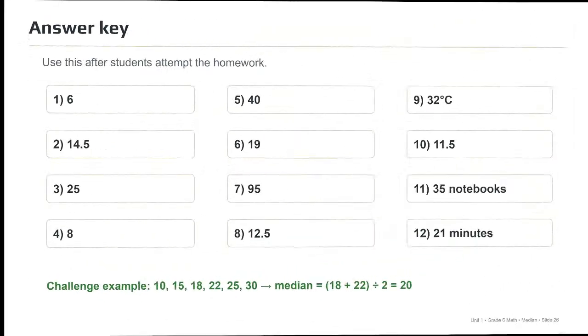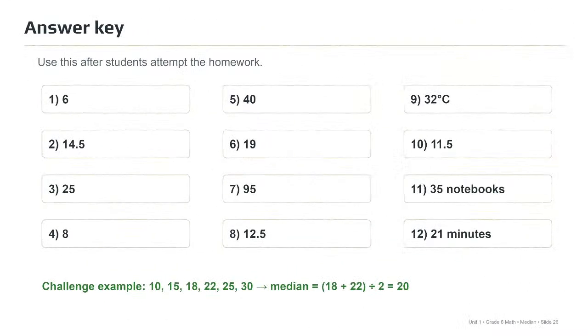Okay, and these are the answers. Number 1 is 6. Number 2 is 14.5. Number 3 is 25. 4 is 8. Number 5 is 40. 6 is 19. Number 7 is 95. 8 is 12.5. Number 9 is 32, use Celsius. Number 10 is 11.5. Number 11 is 35 notebooks. And number 12 is 21 minutes. And also the challenge example, which was 10, 15, 18, 22, 25, 30. Median was 18 plus 22 divided by 2 equals 20.